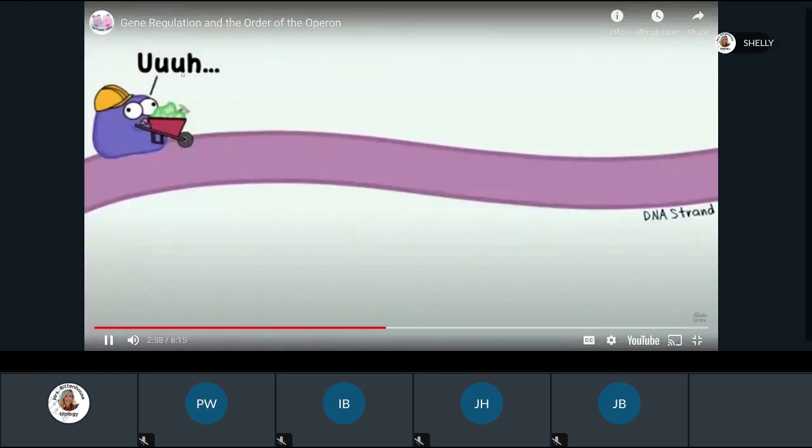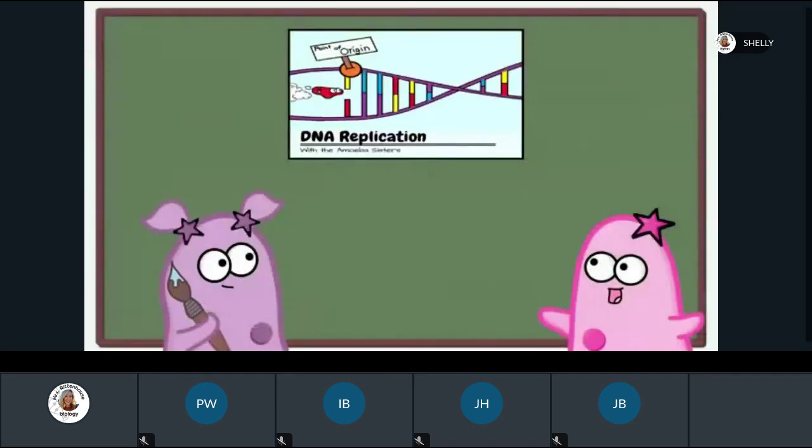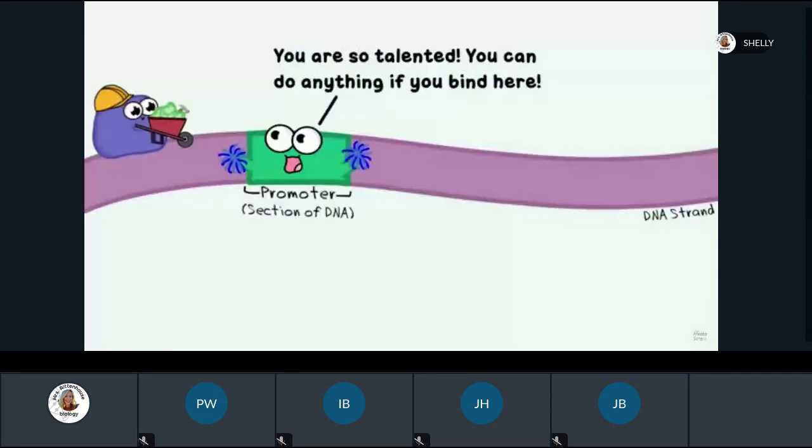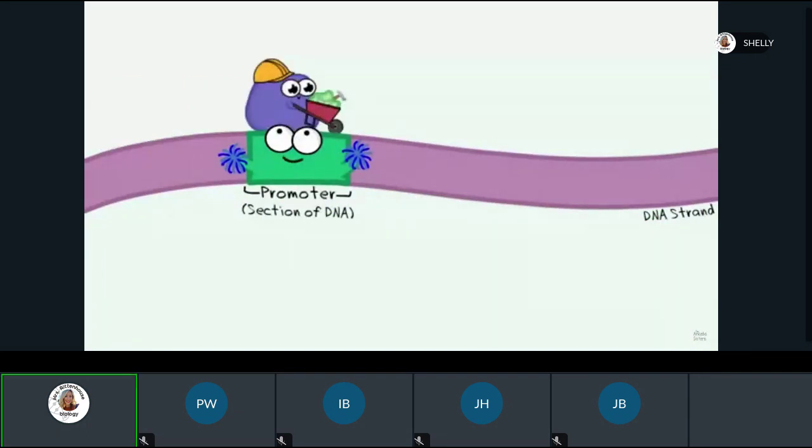Using for RNA polymerase without somewhere to bind. If you watched our DNA replication video, you learned about DNA polymerase and how it had to have a primer to know where to start. Well, RNA polymerase needs a promoter. A promoter is a sequence of DNA where the RNA polymerase can bind.